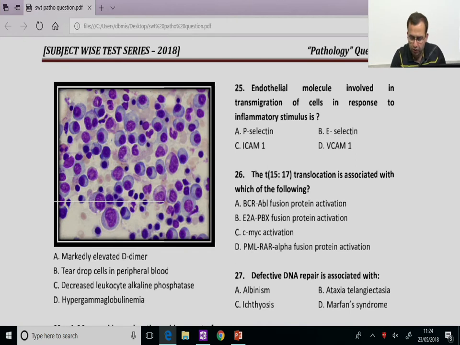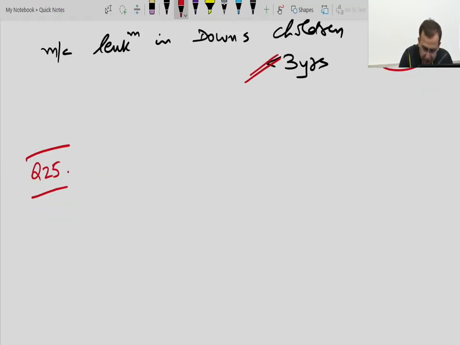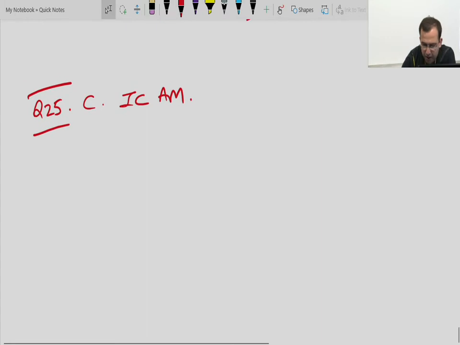The endothelial molecule involved in transmigration of cells is ICAM. The answer is C, that is ICAM. So before we go further, let us make a table.